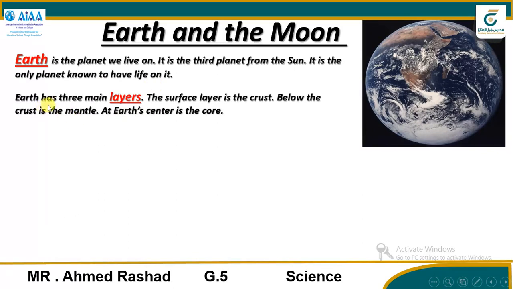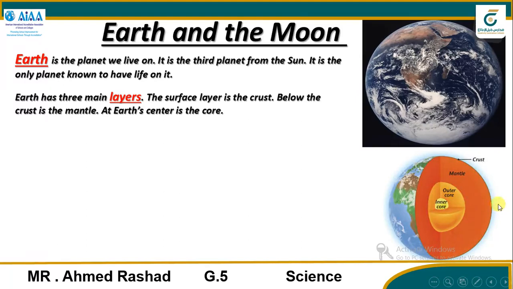Earth has three main layers, as we studied in the last chapter: the spheres of the Earth, atmosphere and biosphere, hydrosphere and lithosphere. If we classify the layers of the Earth, we have three main layers: the crust, below the crust the mantle, and the core. You can see here the layers of the Earth. It has a rocky surface like other inner planets, but it is different in its life conditions, like water and the biosphere.